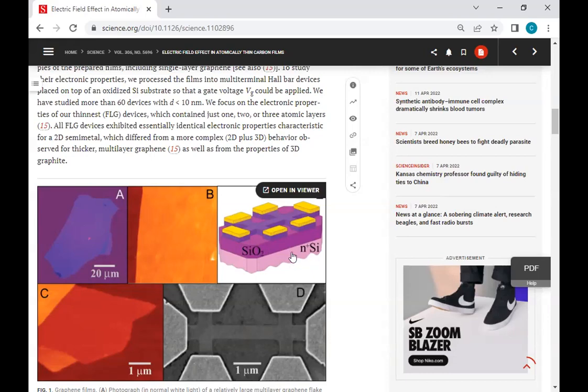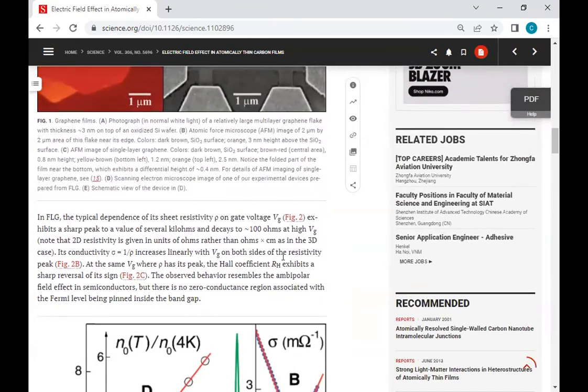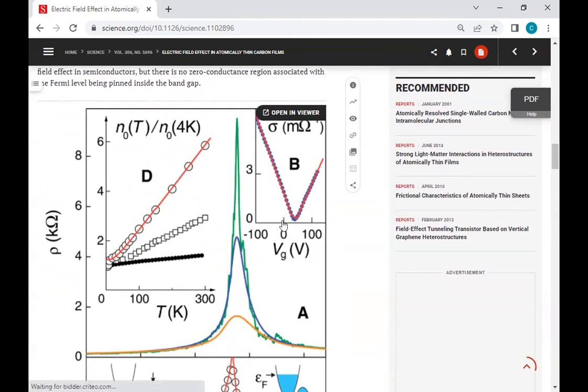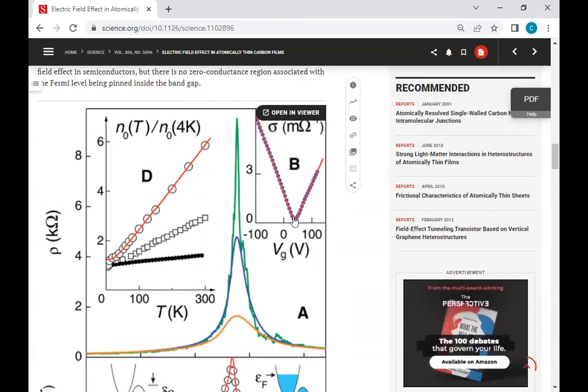So in this metallic area right here, they're able to change that voltage. And that's actually what they're doing here. They're changing that voltage and looking at the conductivity of the sample. So when the voltage is around here, the conductivity is the minimum. When the voltage is around this area, the conductivity is high. When the voltage is in this area, the conductivity is high.